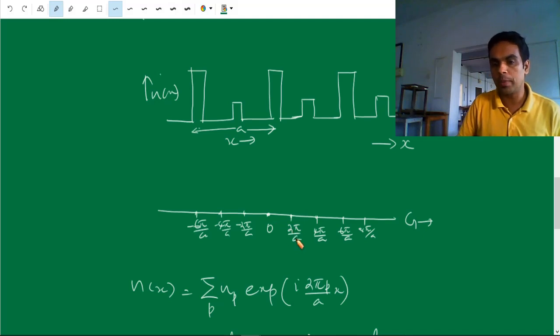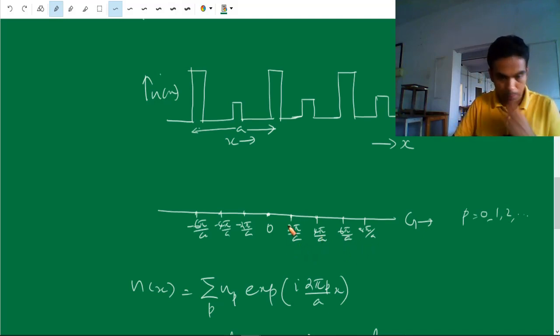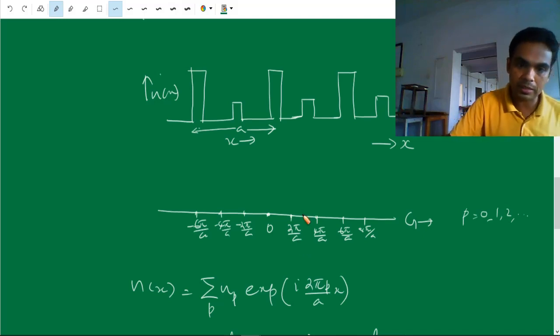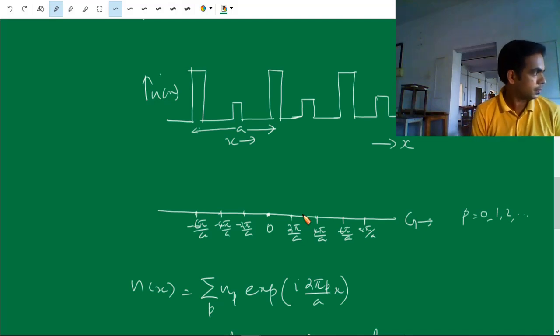So 0, 2 pi by a, then 4 pi by a, 2 pi p by a actually, so p can be 0, 1, 2, 3, etc. So 2 pi by a, 4 pi by a, 6 pi by a. The points in the reciprocal lattice are separated by a distance 2 pi by a, which is proportional to 1 by a. So that's why it is called a reciprocal lattice. We will discuss the remaining things in the next class. We will find out the reciprocal lattice vectors in the next class.